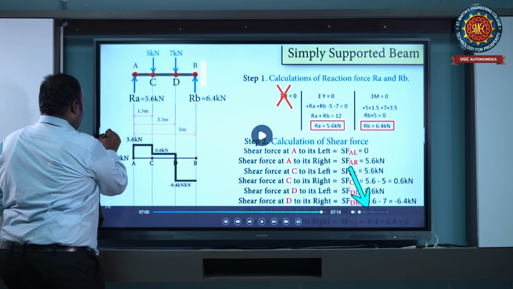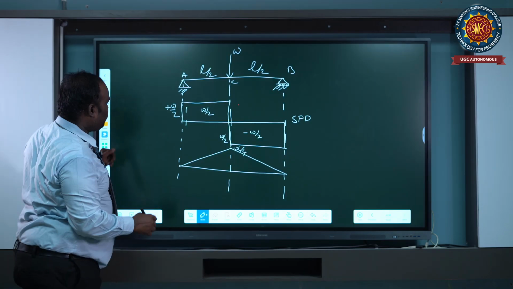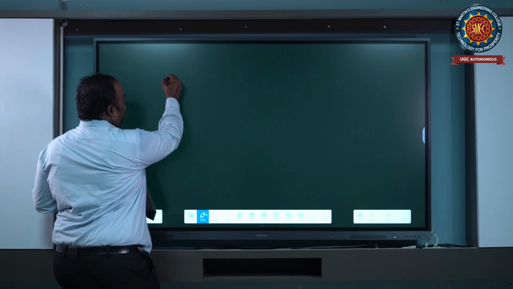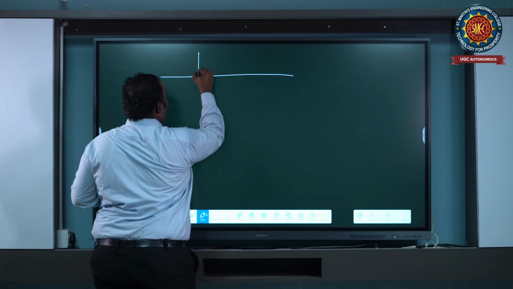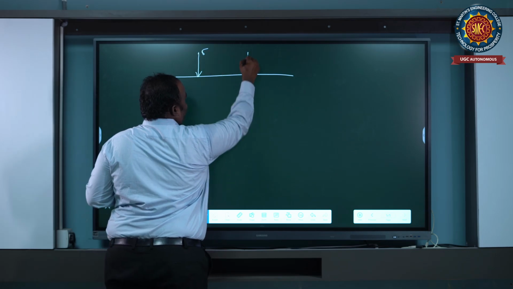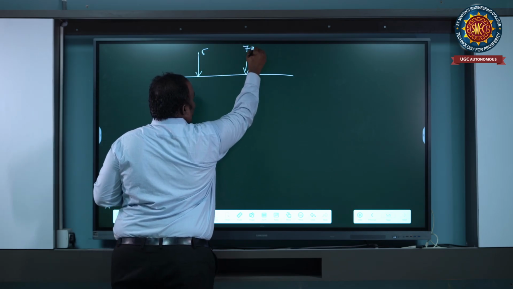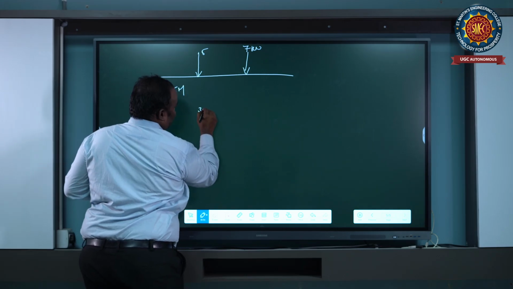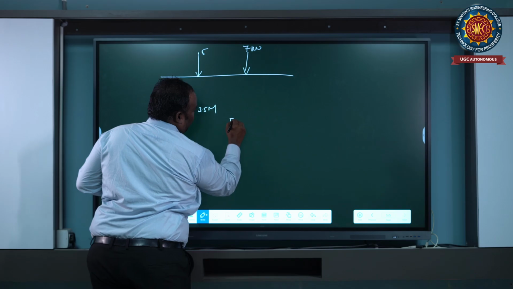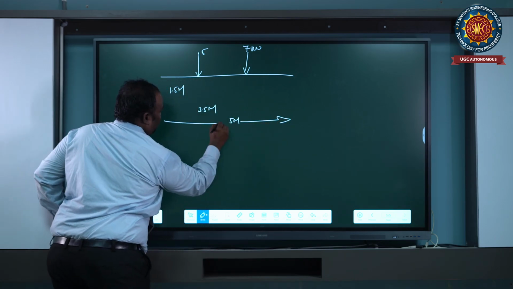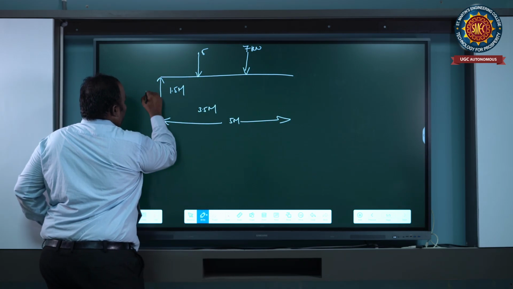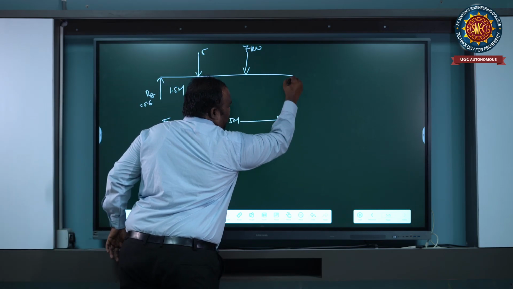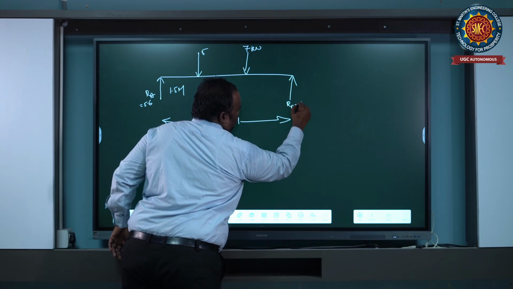Now, to find the bending moment: 5 kilonewton, 7 kilonewton, 1.5 meter, 3.5 meter, 5 meter. RA is 5.6, RB is 6.4.